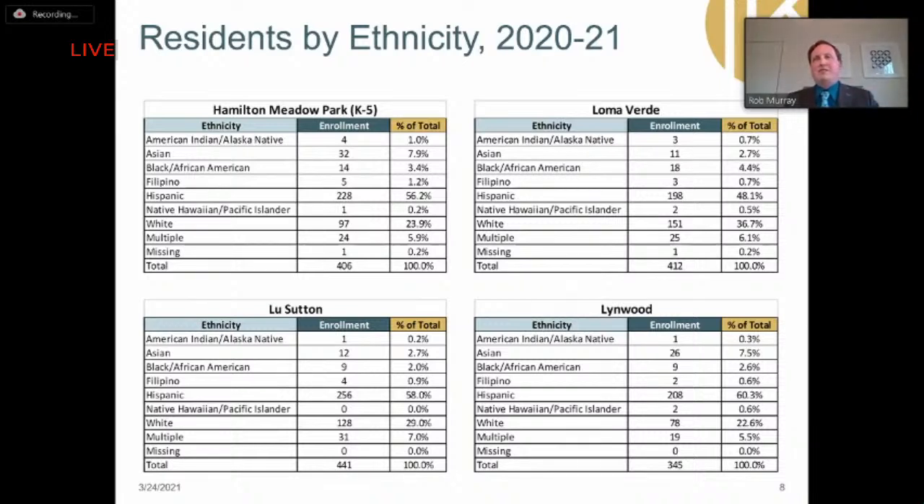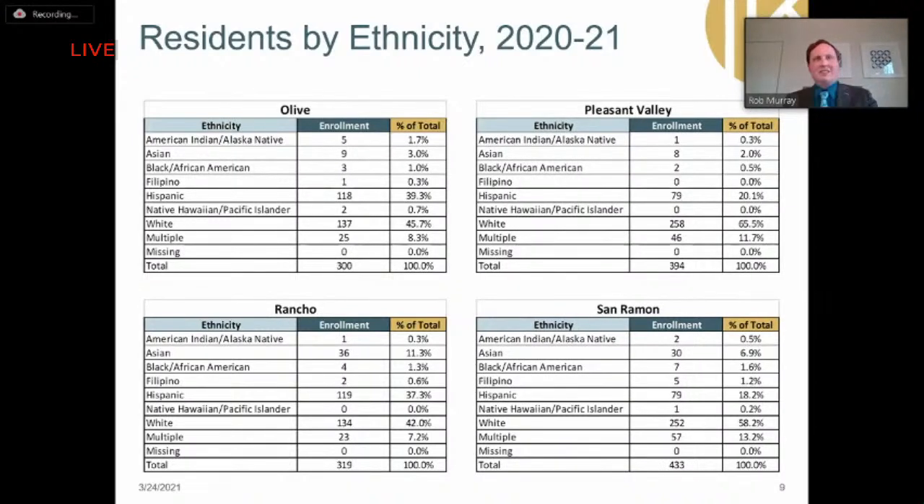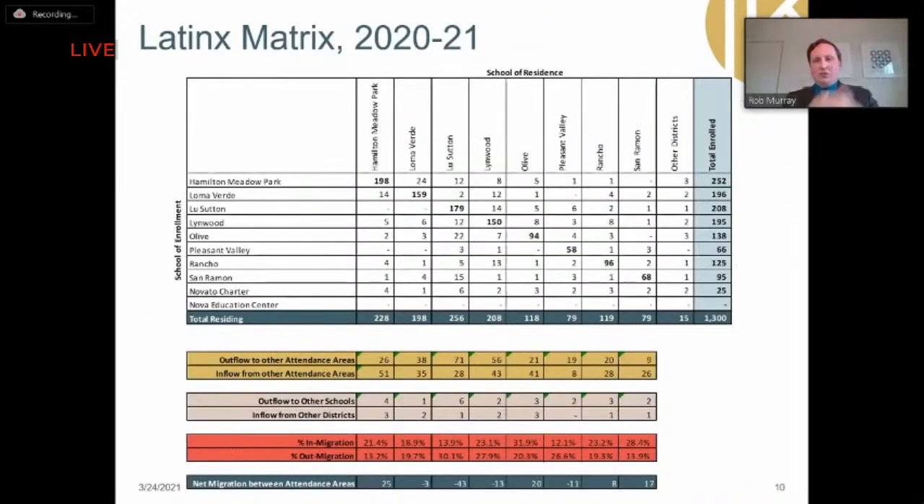And you will see some differences here compared to enrollments, and all of that is just laid out in the same fashion. And now we get into looking at some of these specific populations and doing that same spatial analysis and looking at the matrix.